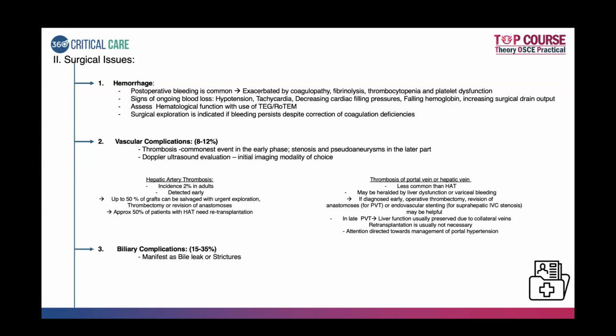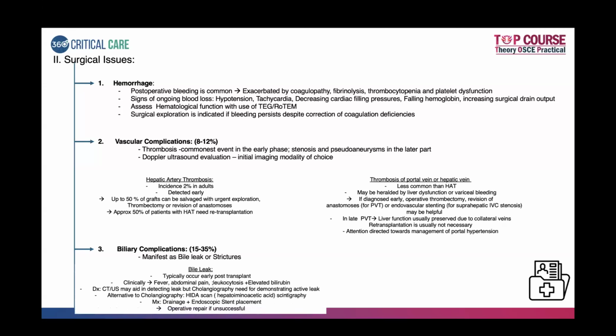So hemorrhage, vascular, next is biliary. Like I said, you can have a leak or you can have strictures. Either is problematic. Biliary leak typically occurs during the early post-transplant phase, and bile itself is like a culture medium. So the problem is that it increases the risk of infections. Clinically, there can be fever, abdominal pain, leukocytosis with elevated bilirubin.